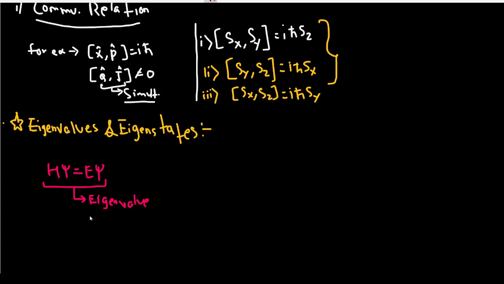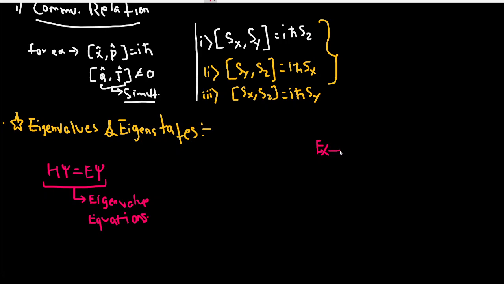Eigenvalue equation. But how? What do you mean by eigenvalue equations? What do you mean by eigenvalues, eigenfunctions, and all that? And why is it necessary in quantum mechanics? So let's see with a very famous example. First of all, let's see an example for understanding this.